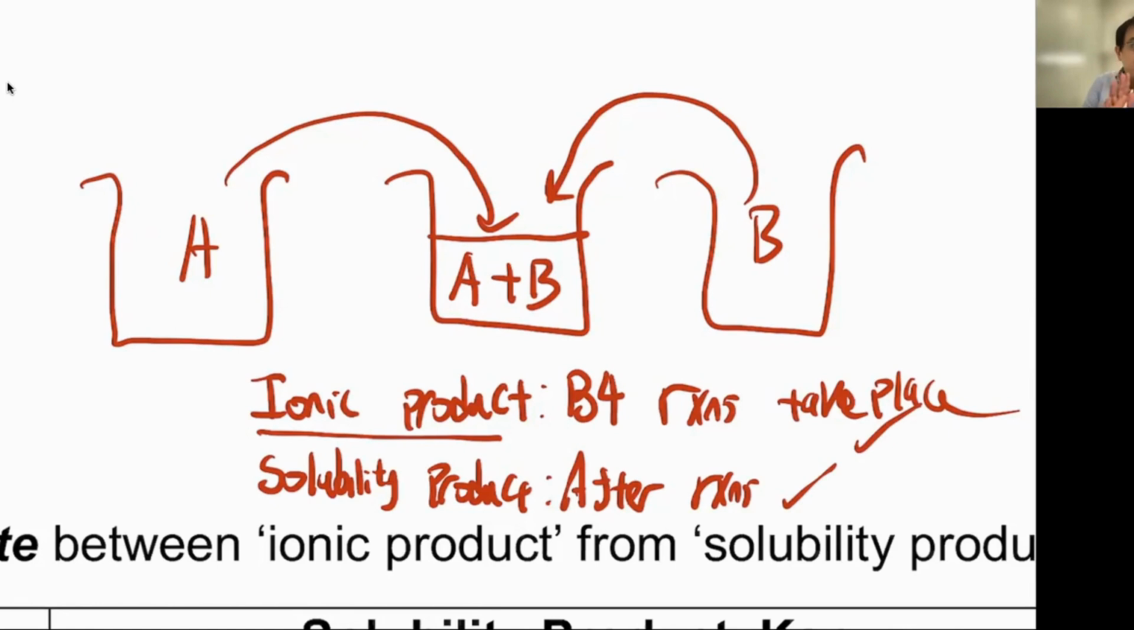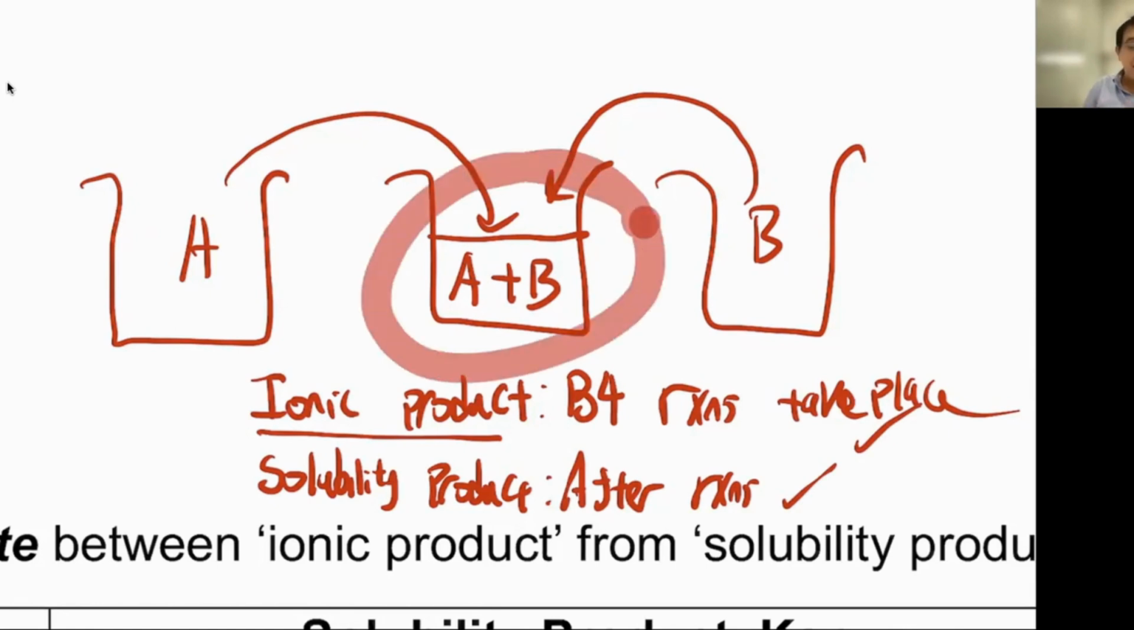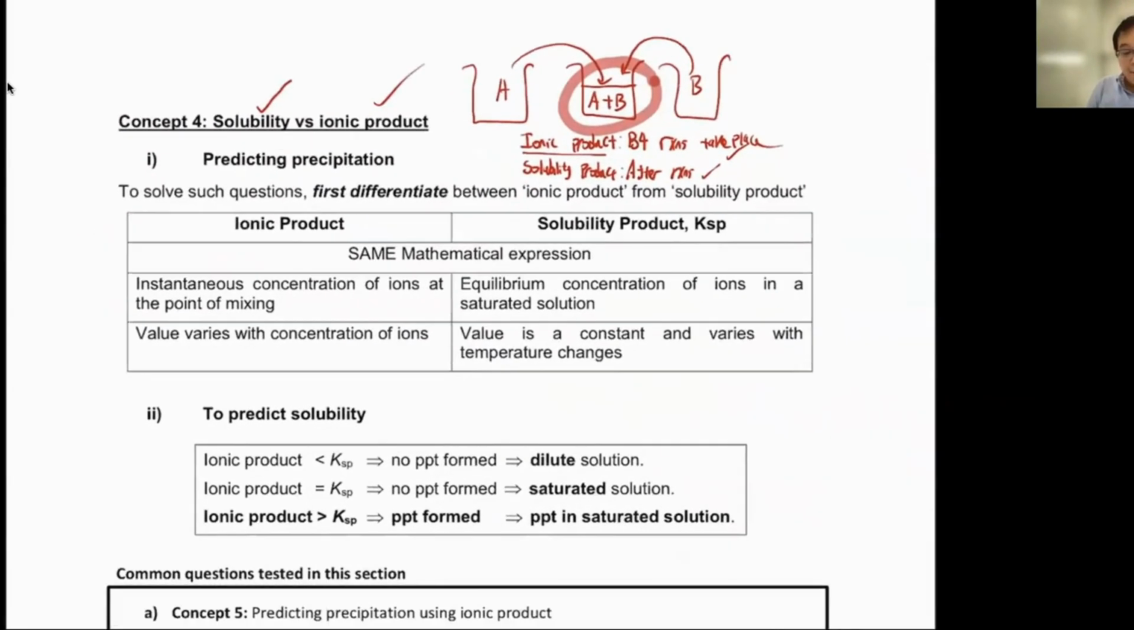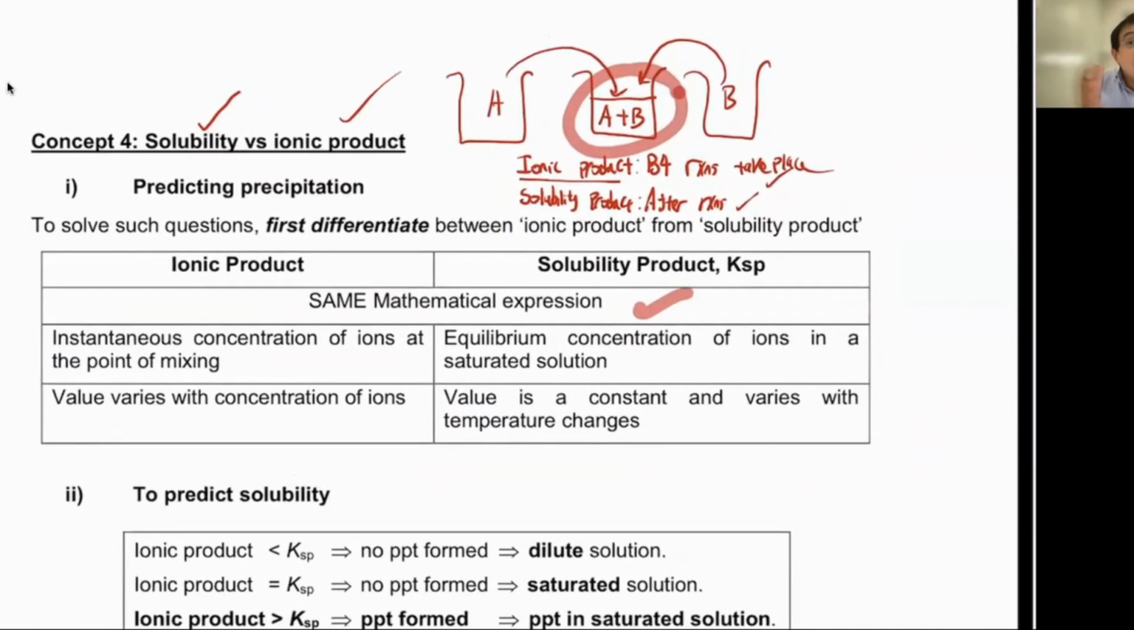So you notice that both of them share one thing. They are mixed together. So if they are mixed together, what does it mean? They will share the same mathematical expression because it's about they mixed together. They are about the same mathematically.